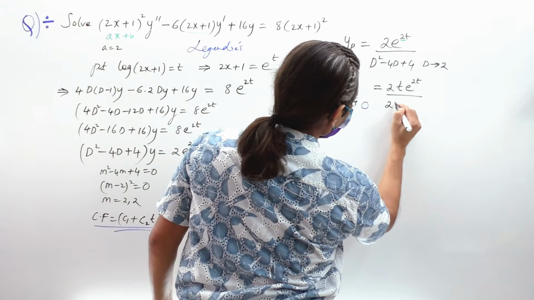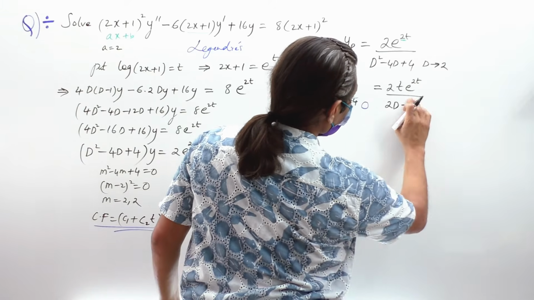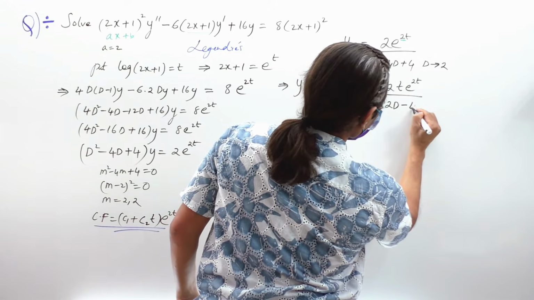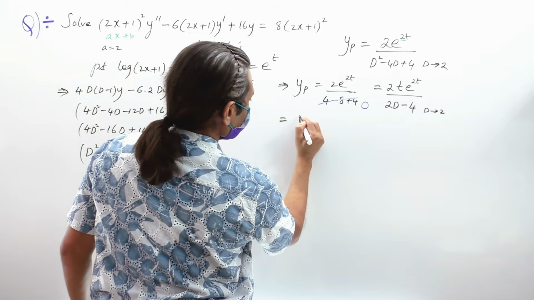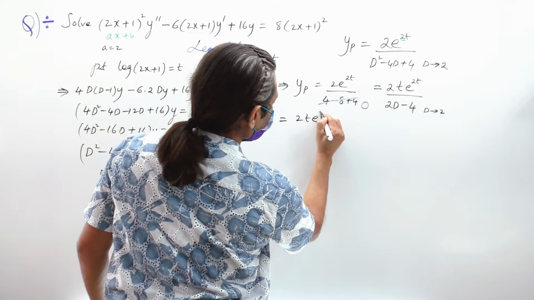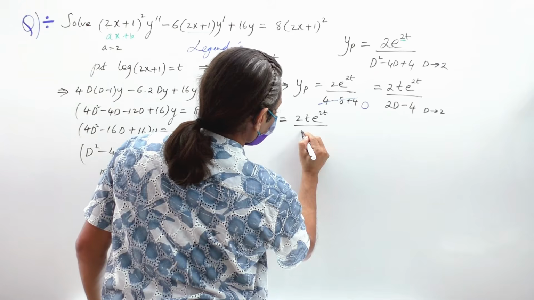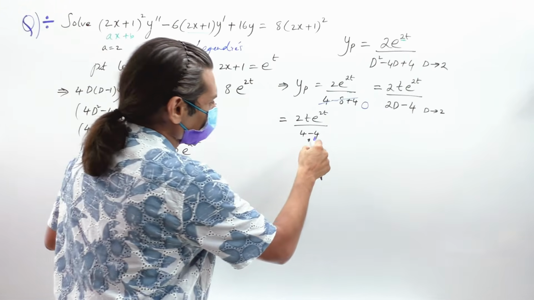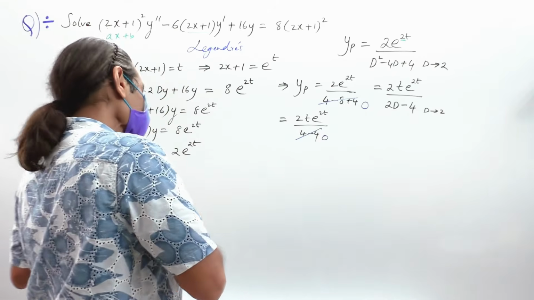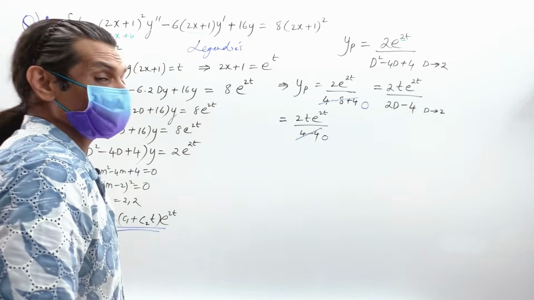Differentiating D squared minus 4D plus 4 gives 2D minus 4. Again what do we do? We replace D by 2. Again we are going to get t e raised to 2t divided by 4 minus 4. Again 4 minus 4 is what? 0. Again the same concept repeats.